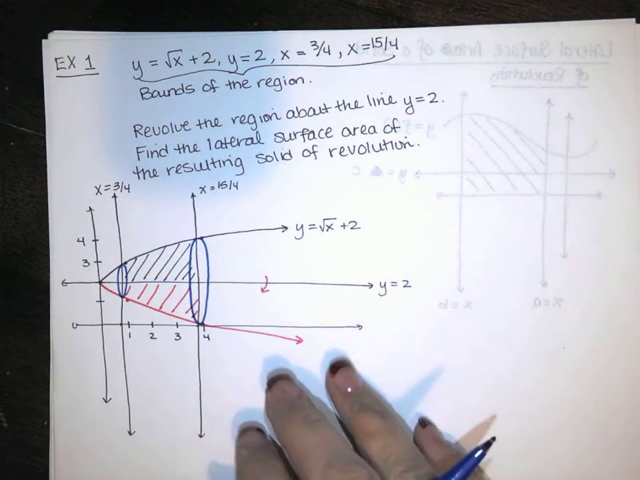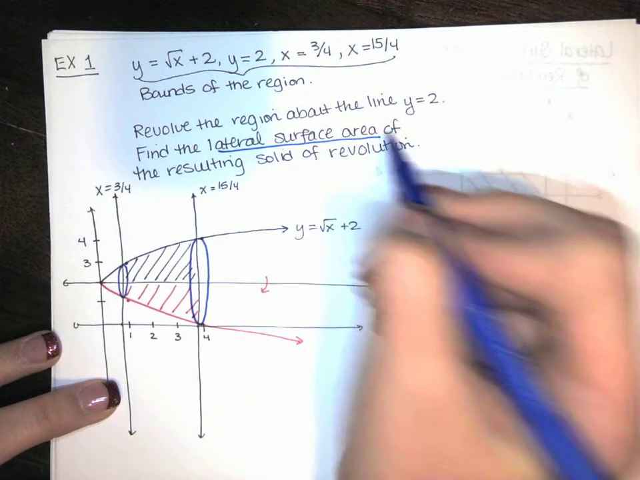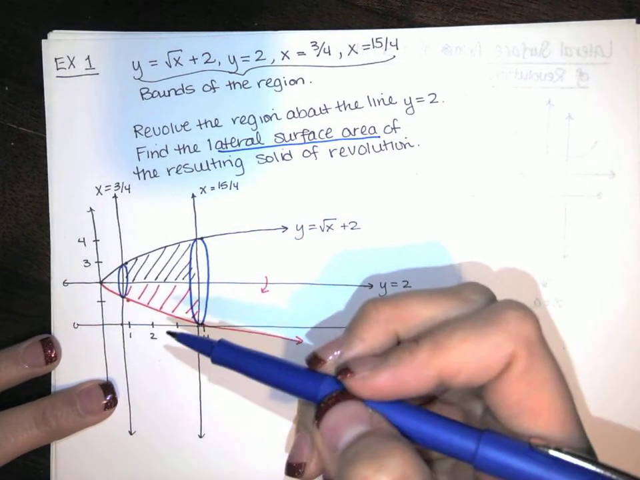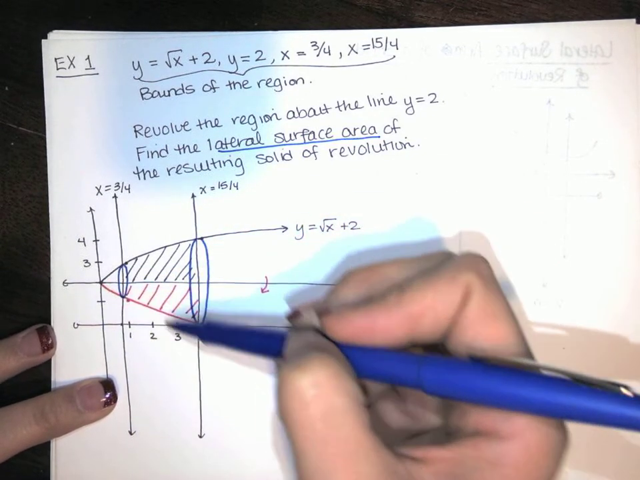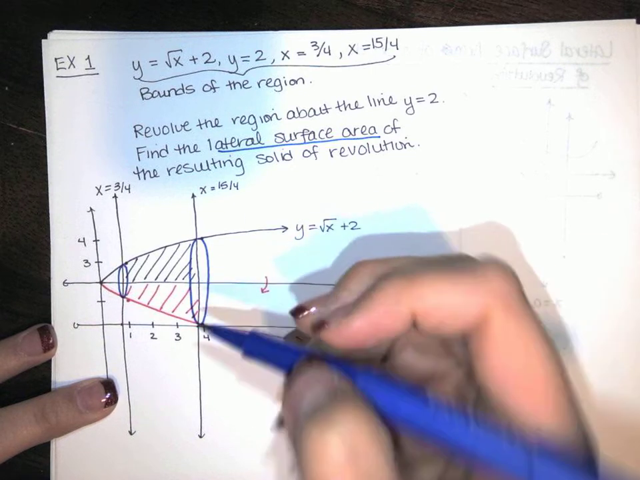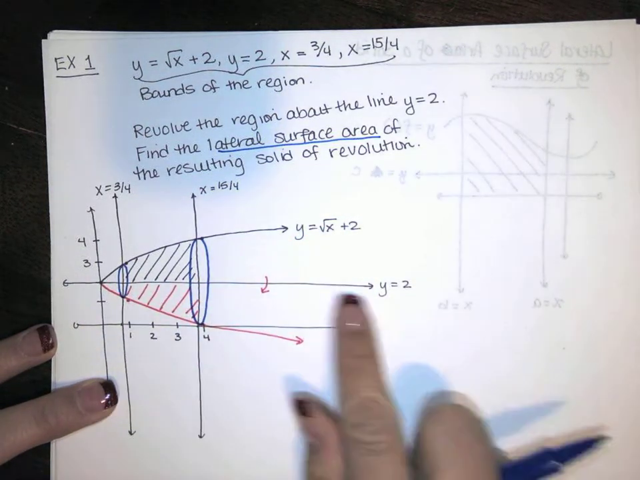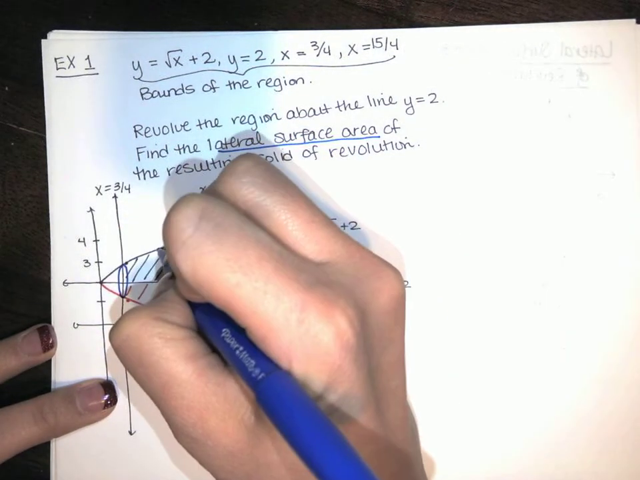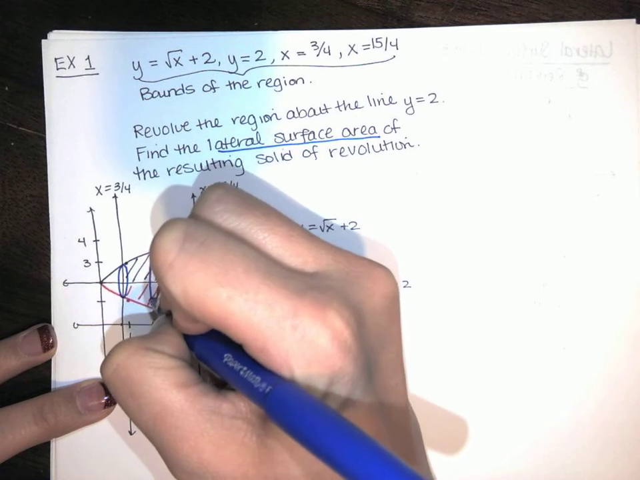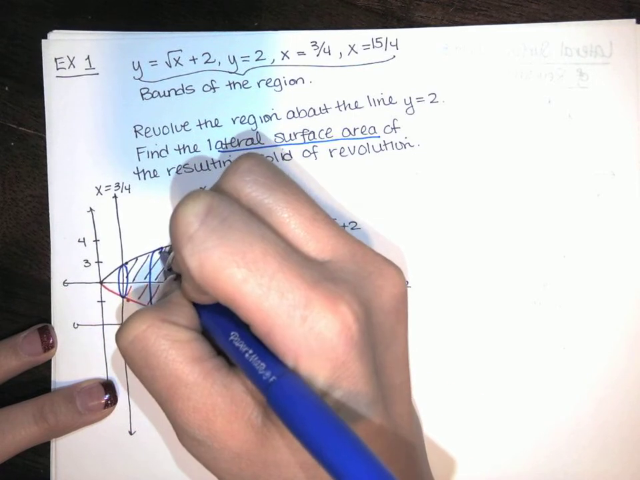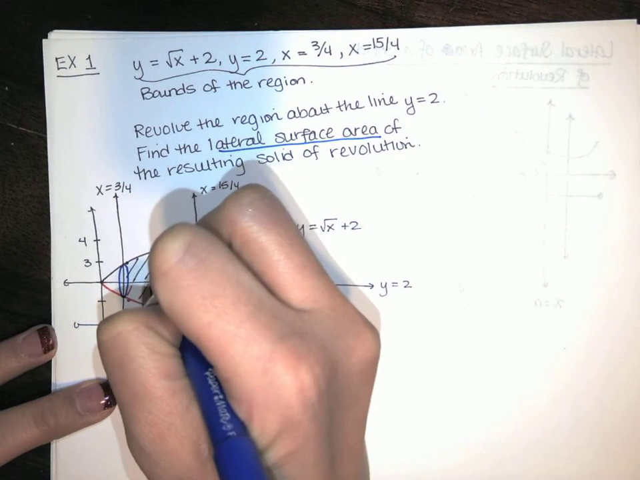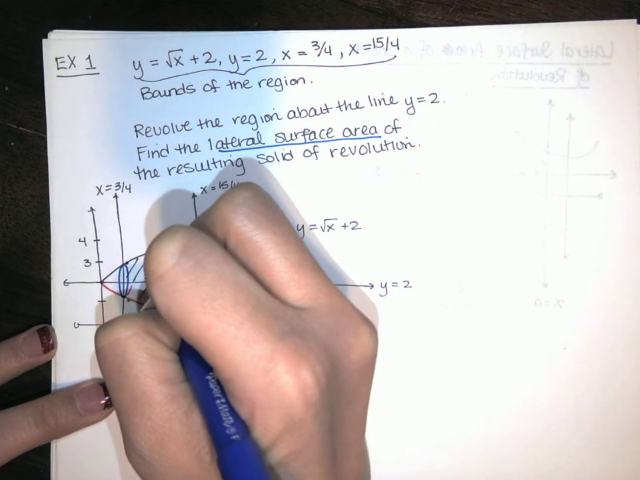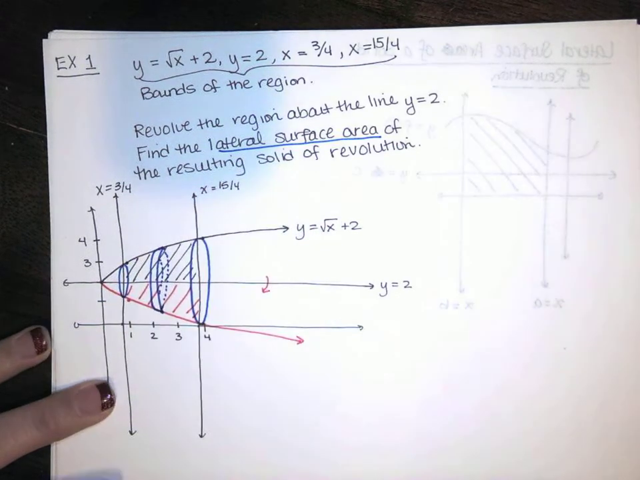Now if I want to find the lateral surface area, so that is the surface area of the solid of revolution, not including that end cap and not including this end cap, I'm going to slice perpendicular to the line y equals 2. When I do that, I end up with something that looks like that. On the other side, I can't see it. It's going to look like that.